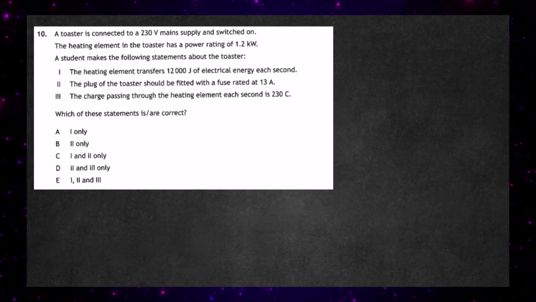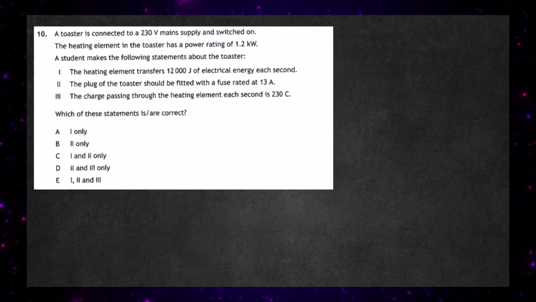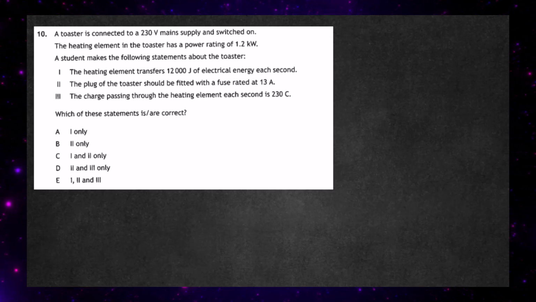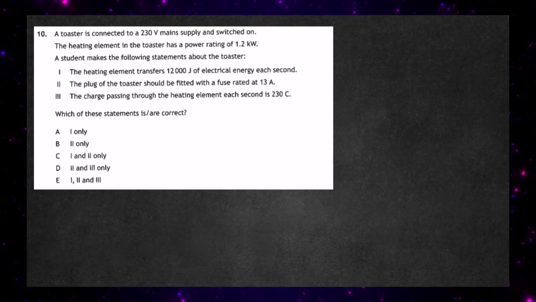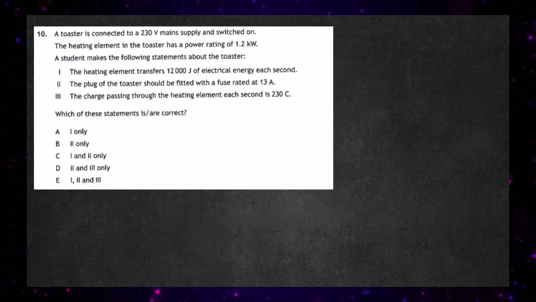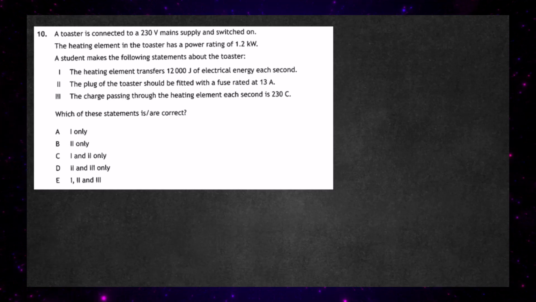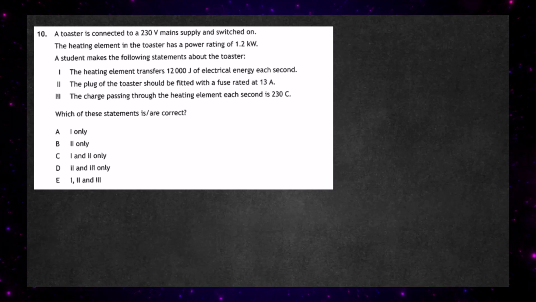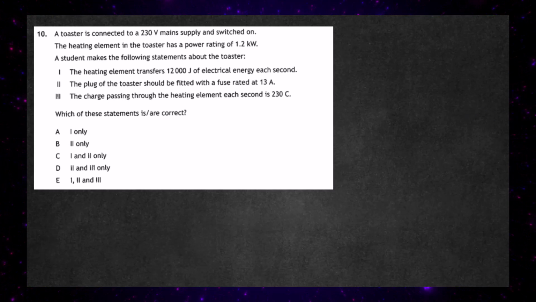A student makes the following statements about the toaster. Statement 1: the heating element transfers 12,000 joules of electrical energy per second. Statement 2: the plug of the toaster should be fitted with a fuse rated at 13 amps. And statement 3: the charge passing through the heating element each second is 230 coulombs. Take each statement one at a time.